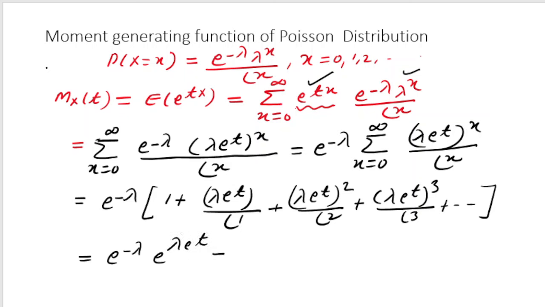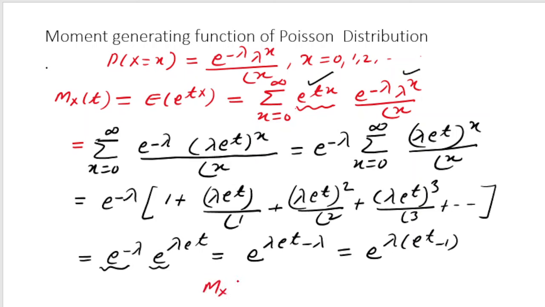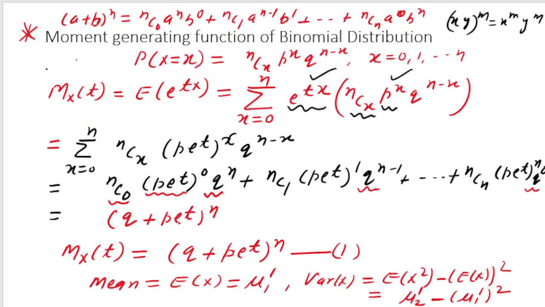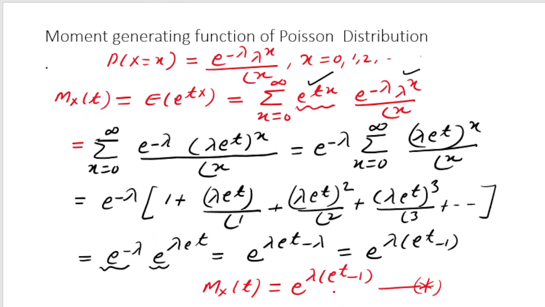Okay, so if I combine these two terms, e to the power minus lambda and this, what I will get is e to the power lambda e to the power t minus lambda, which is nothing but e to the power lambda common (e to the power t minus 1). So this is the first result I have got: the moment generating function of a Poisson distribution is e to the power lambda into (e to the power t minus 1). You need to remember this because that may be asked as an MCQ question. What was the moment generating function for the binomial distribution? Do you remember? It is (q plus p e to the power t) whole to the power n. For Poisson, it is this.